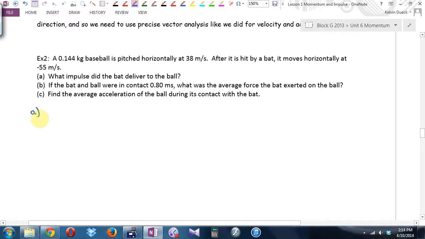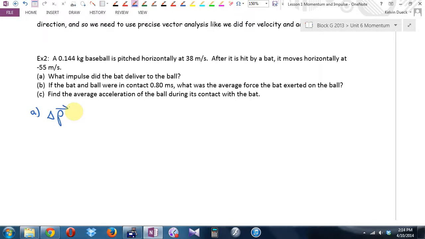What does part A want me to find? Impulse. What's another word for impulse? Okay, now here's the problem. I have two equations for impulse. I have one that has a force and a time in it, and I have one that has masses and velocities in it. Which one will I use? Both. Which one will I use here? Go look at what they gave you.